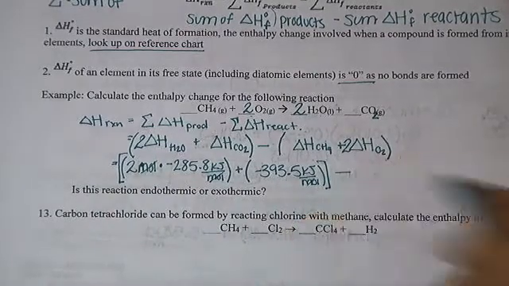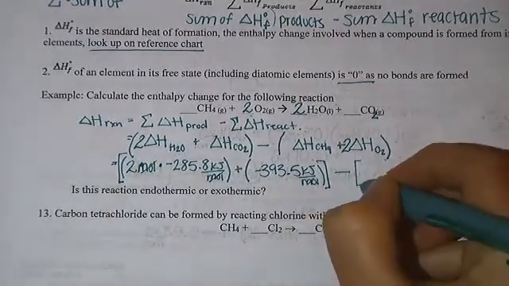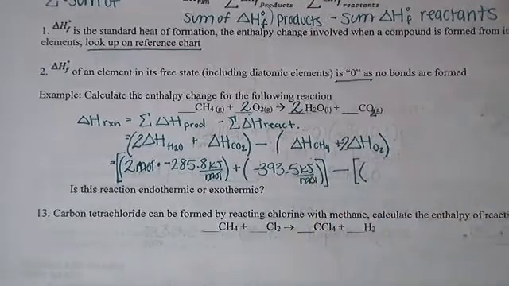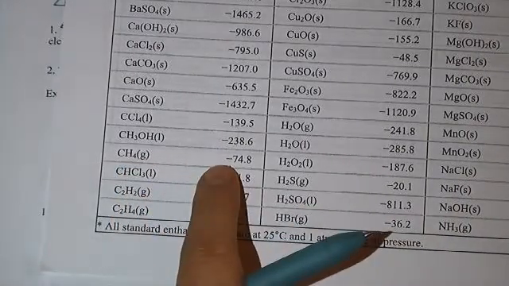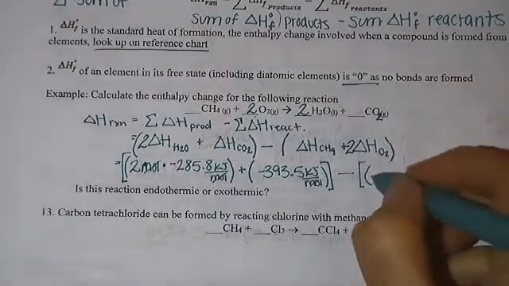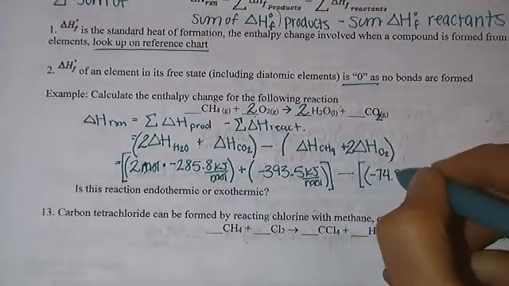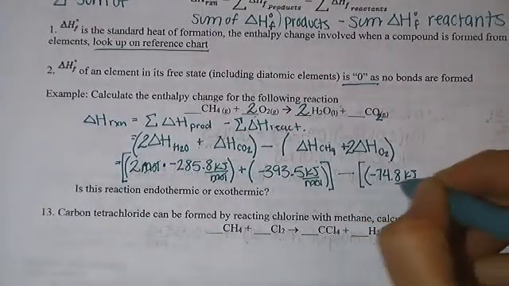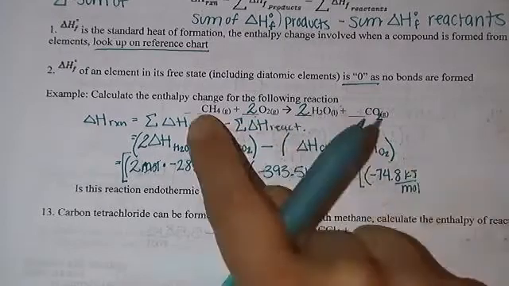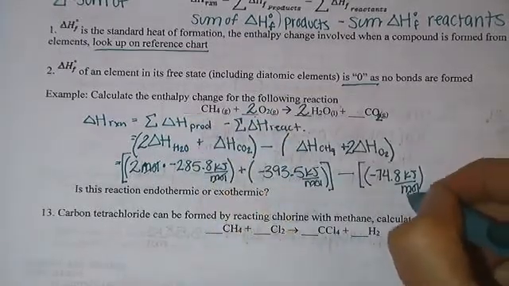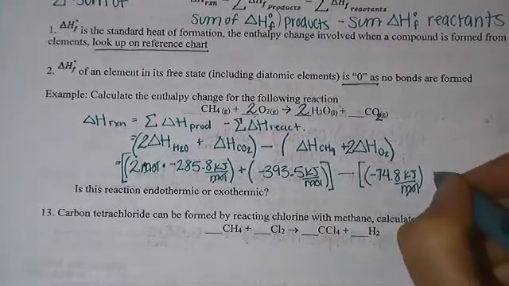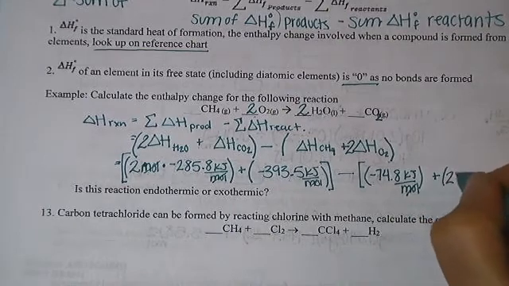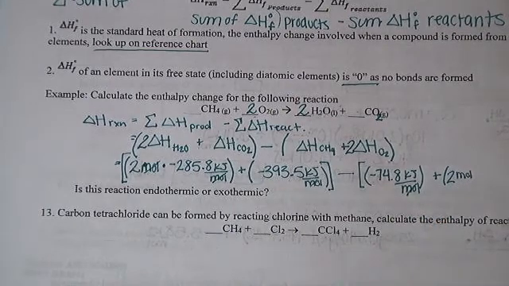I'm going to subtract that from my reactants. So delta H for CH4. On our chart, CH4, negative 74.8 kilojoules per mole. Again, we only have 1 mole of methane here, so that would be multiplied by 1 to cancel out. And we're going to add that to 2 moles of oxygen.